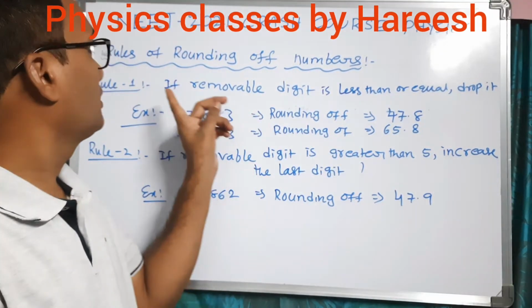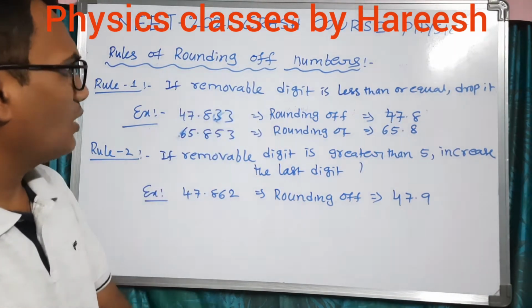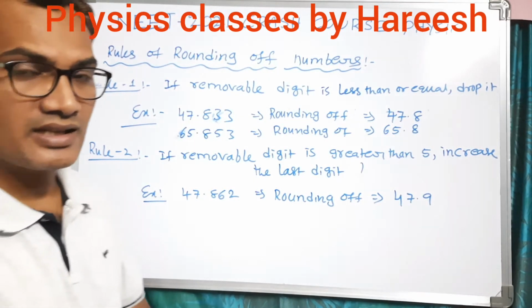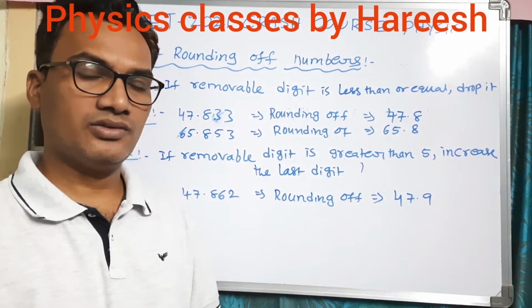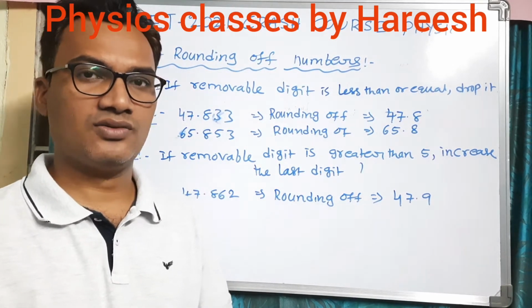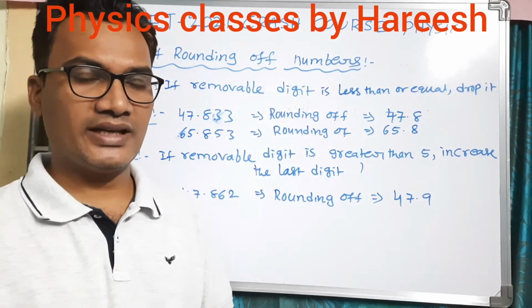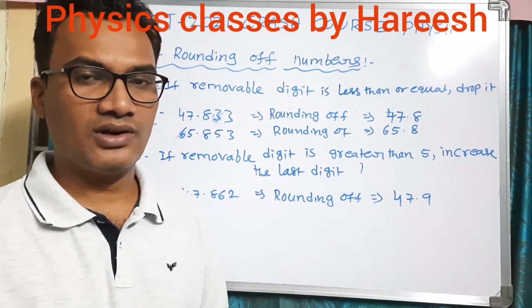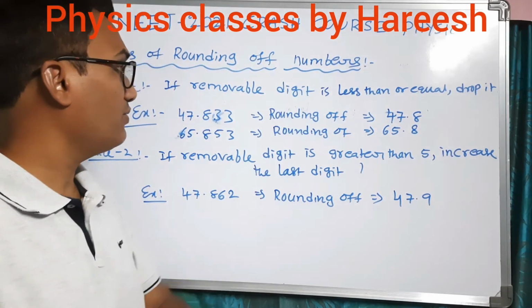Rounding of numbers. Now the rules of rounding of numbers. Rounding a number means that in the given measurement, we have to take only 1 or 2 digits after the decimal. To take those 1 or 2 digits, we have to follow certain rules. That is rounding of numbers.